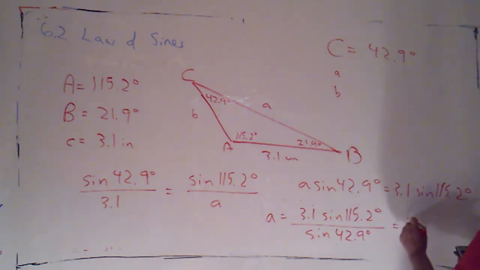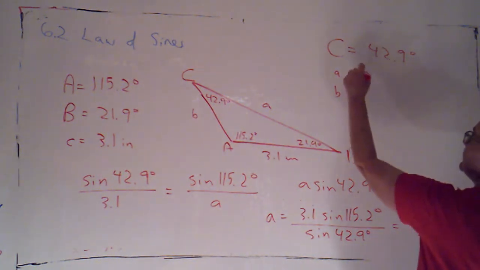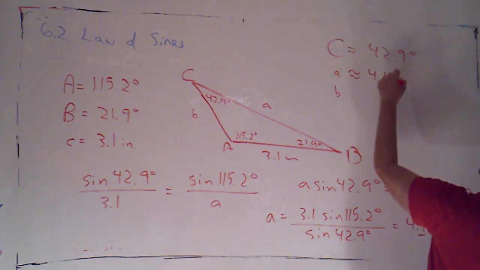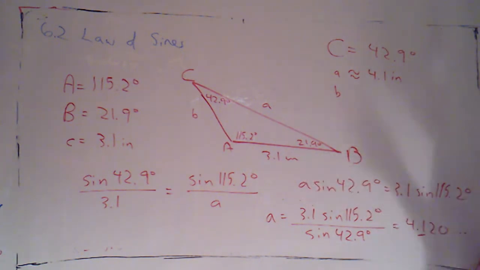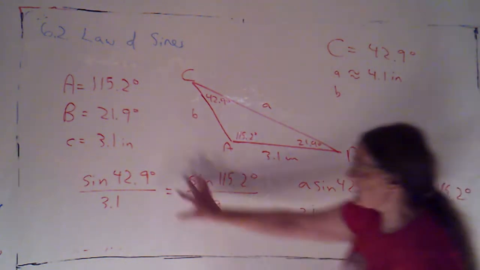Okay, and so I'm getting 4.120 and so on. We're rounding to the tenths place, so we're going to round that down to 4.1. So A is about 4.1, and that would be inches still. And then we want to find B. Okay, so I can keep this fraction.